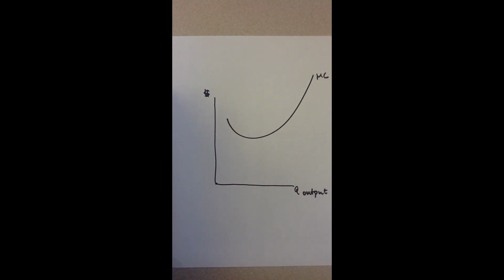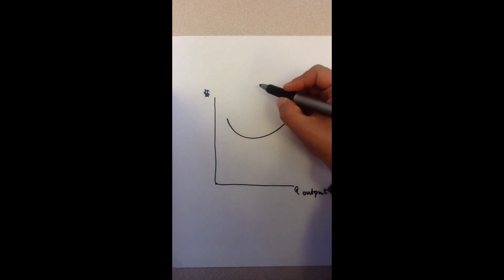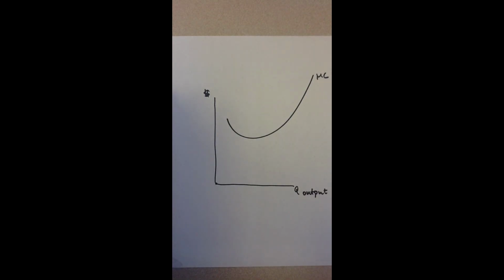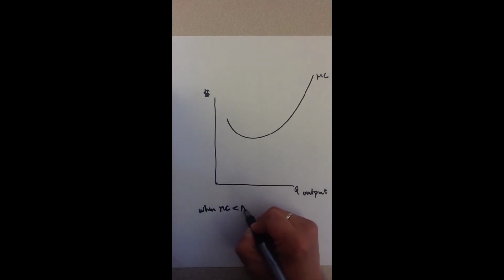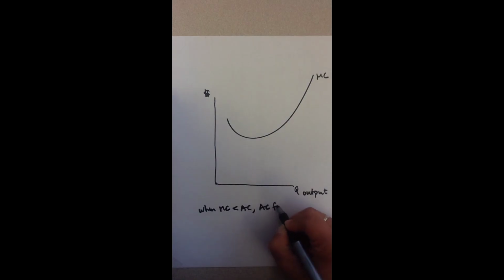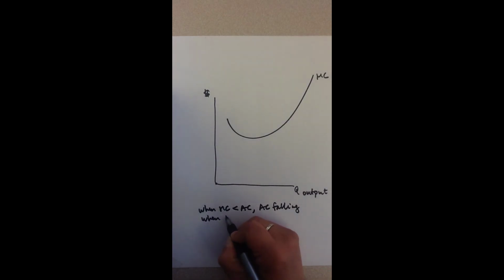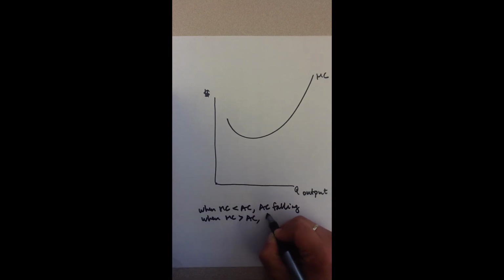This is a characteristic marginal cost curve, which is falling and then rising because marginal product is rising and then falling. And so because of that, we have average cost. Well, the relationship between marginal cost and average cost is the same as between marginal product and average product. When marginal cost is below average cost, average cost is falling. It pulls the average cost down. And when marginal cost is above average cost, average cost is rising.